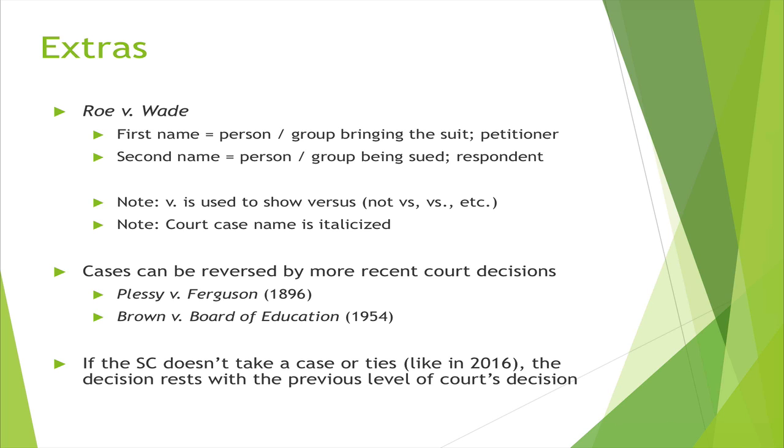Another little extra, cases can be reversed by more recent court decisions. We had mentioned Plessy versus Ferguson in 1896. Under that Supreme Court, they thought segregation was okay. They said, hey, as long as things are separate yet equal, it's okay to keep black people away from white people. But in 1954, a different group of justices, a more modern, a more liberal perhaps group, looked at that same issue of segregation, and by 1954 they said, no, you can't do that.